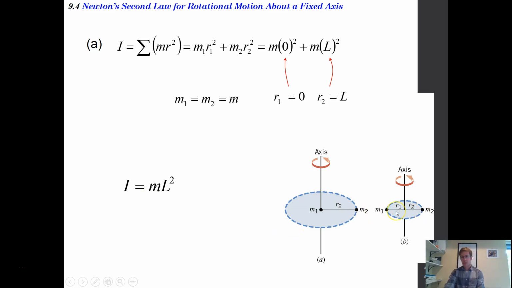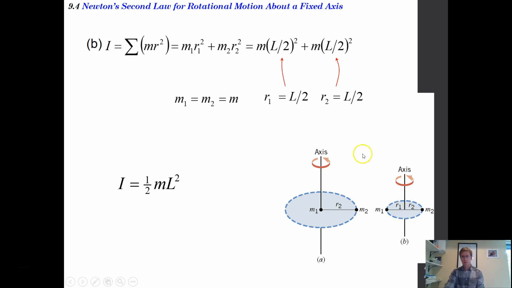Do you think it's going to be the same, more or less? Well, check this out. You have m times, now both r1 and r2 are half the length of that rod, so L over 2. m (L/2) squared plus m (L/2) squared. L over 2 squared is L squared over 4. So you have basically mL squared over 4 plus mL squared over 4. You add 1/4 plus 1/4, you get 1/2.